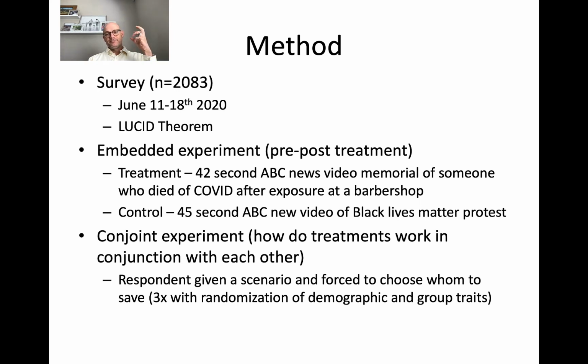The first was they saw a 42-second video from ABC News about an African-American individual who had died because he went to the barber shop. Their control group was a 45-second ABC News video of a Black Lives Matter protest. And then we asked them questions about the perception of risk of the virus before. We asked them questions about who they knew, if somebody had been infected or if somebody had been economically disadvantaged. And then after this embedded experiment of showing them these two videos, we asked them the same questions, and we looked for differences in their support for government policies and their perception of risk.